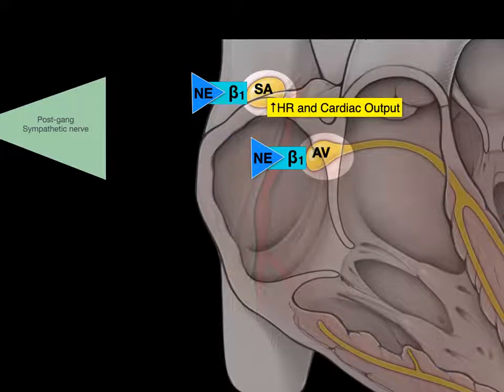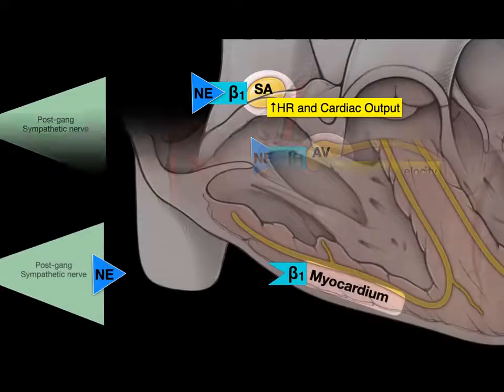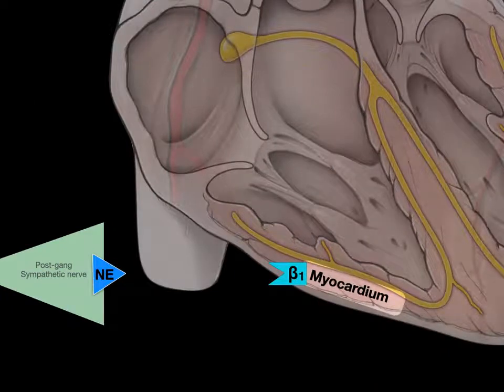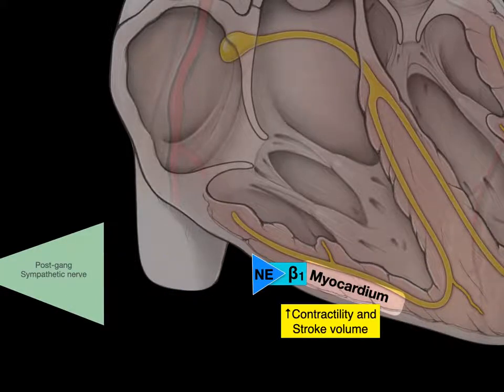Norepinephrine binding to the beta 1 receptors on the AV node increases the conduction velocity of the action potential going from atria to the ventricles. Stimulating SA and AV node increases heart rate, cardiac output, and conduction velocity. There are also beta 1 adrenergic receptors on the heart muscle, the myocardium. So when we stimulate those beta receptors on the myocardium, you increase contractility, which increases stroke volume.